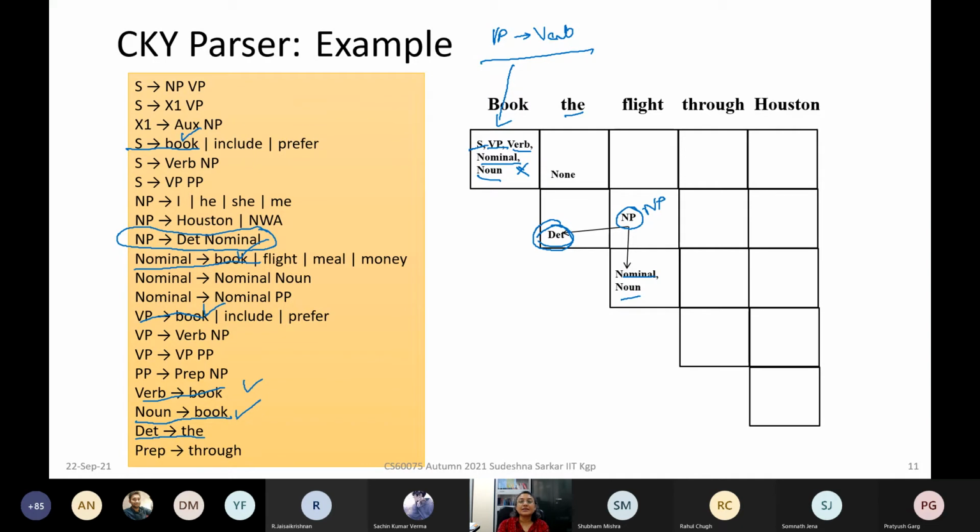Okay. Suppose we come to this cell where we have the phrase book the. So book can be S, VP, verb, nominal, noun, and the can be determiner. So we try to find a rule with S determiner, VP determiner, verb determiner, nominal determiner, or noun determiner on the right-hand side. No such rule exists. So we put a none here. Is this clear? Is this clear to everybody? Yes, ma'am.